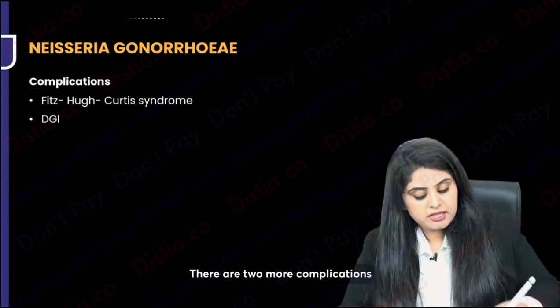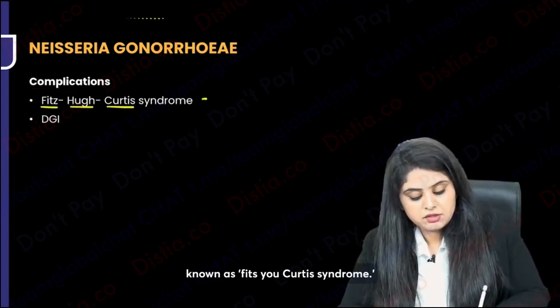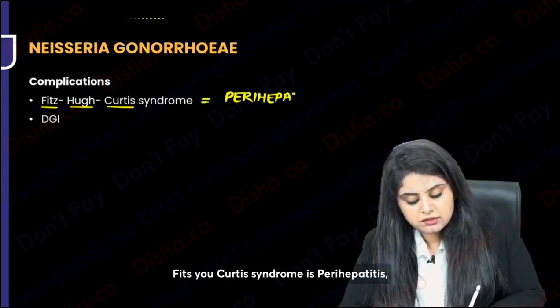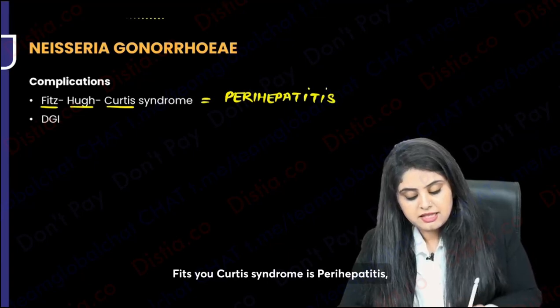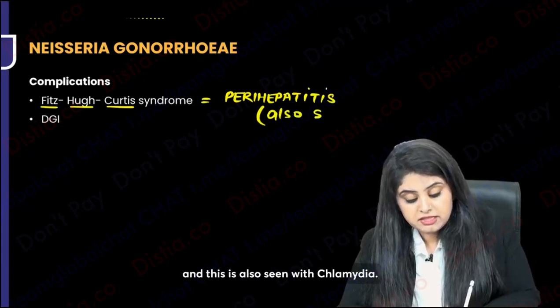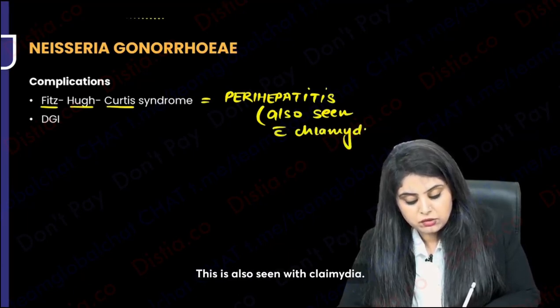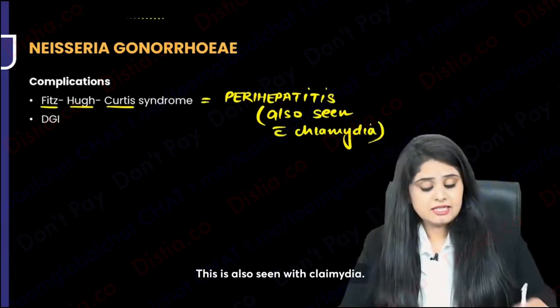There are two more complications. One is known as Fitz-Hugh-Curtis syndrome. This is nothing but perihepatitis. Fitz-Hugh-Curtis syndrome is perihepatitis, and this is also seen with chlamydia. This I will be teaching you in the later part of bacteriology. This is also seen with chlamydia.